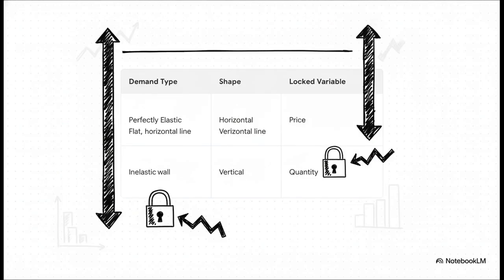Let's break this down into a quick summary table so it sticks with you forever. If your demand type is perfectly elastic, your visual shape is a flat, horizontal line, right? And the resulting unchanging variable when supply shifts, the price is locked tight. But on the flip side, if your demand type is perfectly inelastic, your visual shape is a vertical wall. And the unchanging variable there, the quantity is frozen. By simply associating the physical shape of the line with the variable it locks, you are going to perfectly diagram these concepts every single time.